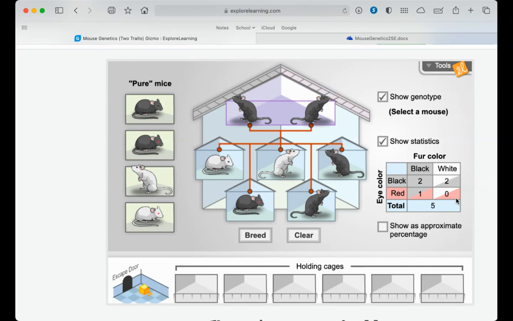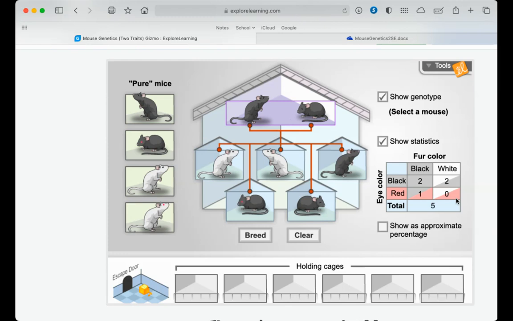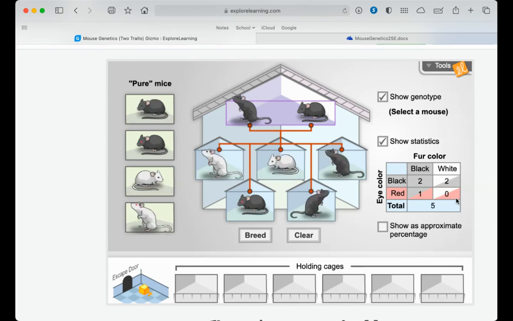So to determine the probability of a trait combination, such as black fur and red eyes, we would consider each trait separately. Typically, we would fill in a Punnett square for each trait to determine the probability of black fur and the probability of red eyes.